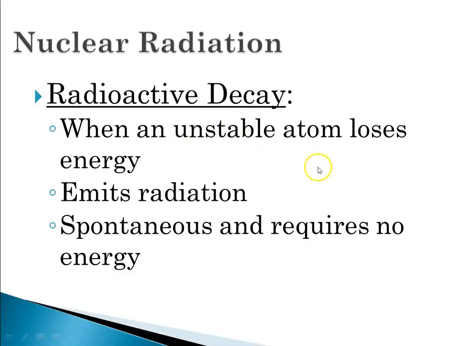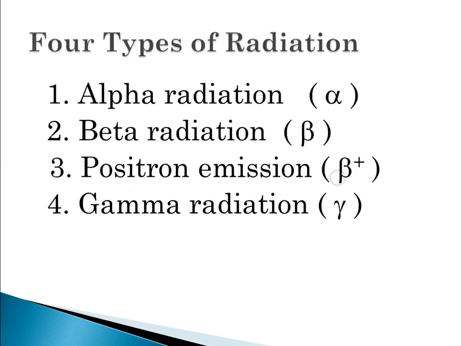Hello, class. Last week on Thursday, we left off talking about nuclear radiation on this slide, and we said that radioactive decay occurs when an unstable atom loses energy and it emits radiation. It's spontaneous and requires no energy to take place, and typically both radiation and particles come out of the nucleus.